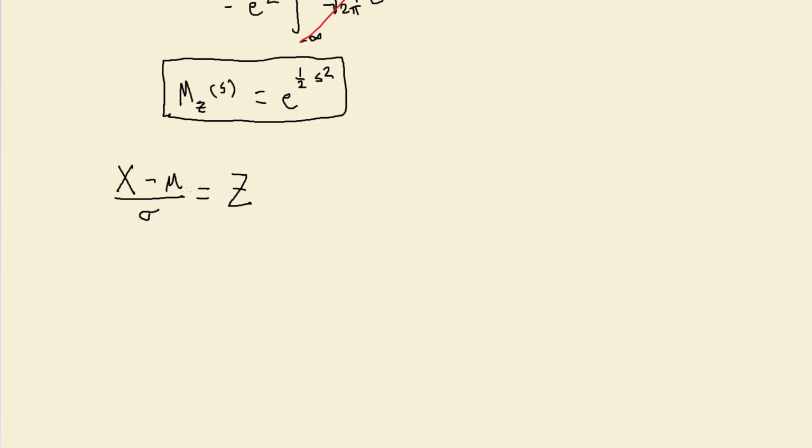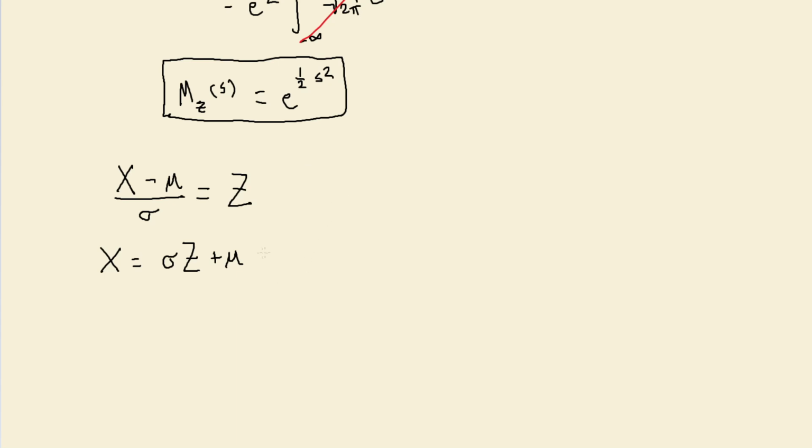But we can rearrange this fact to tell us that our general normal distribution is going to be equal to sigma times our standard normal distribution plus a mean of mu. And we could use this fact to find the moment generating function for our general normal distribution. And so how would we do that?